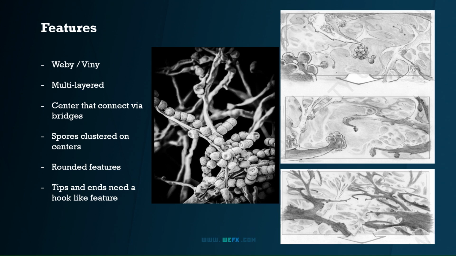We looked at it, and it should be kind of viney and webby. We could see that it's multi-layer, so it needs to have some kind of depth applied to it when you look at the storyboard pieces. There's also a bunch of centers that are connected by long bridges, and they kind of branch out and replicate from there. There are spores that are clustered in specific parts of that setup, closer to the center. Some of them will kind of escape that rule. There are really specific things about the corners of those intersections of that viney network.